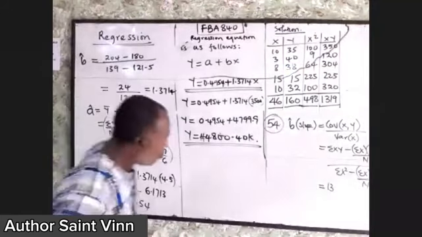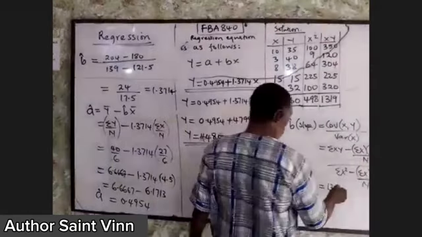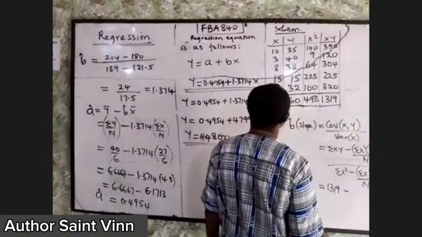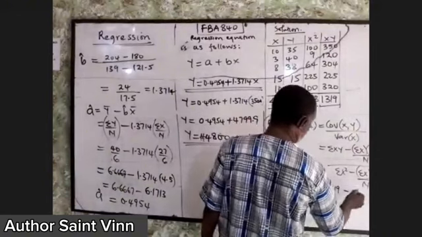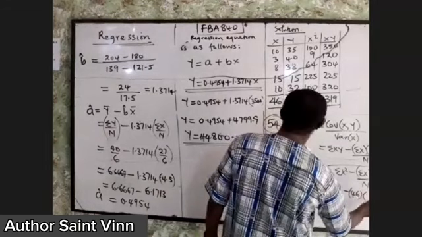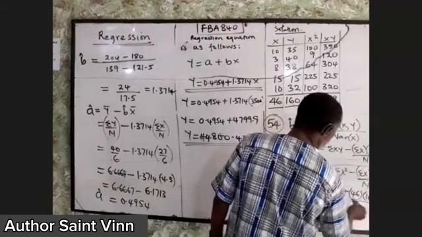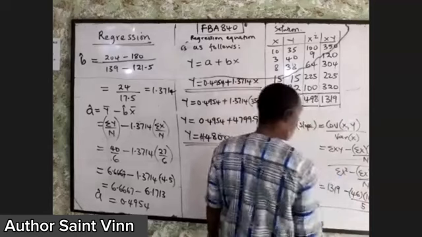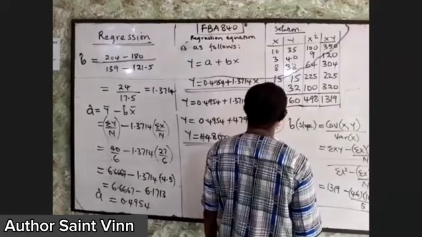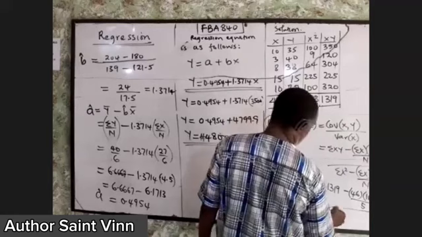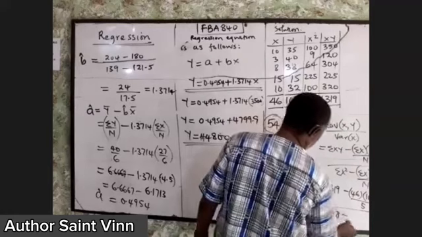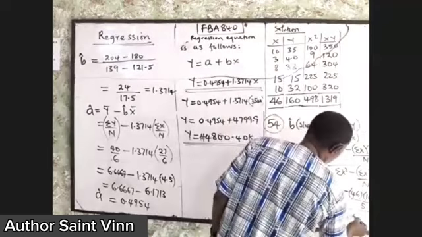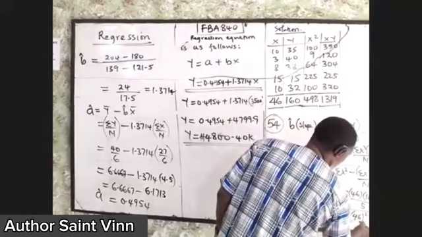So we have the summation of xy, 1319, minus the summation of x, 46, into 160, all over 5, over the summation of x squared, which is 490, minus the summation of x, 46, all squared.